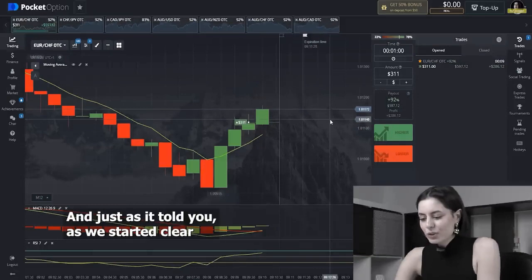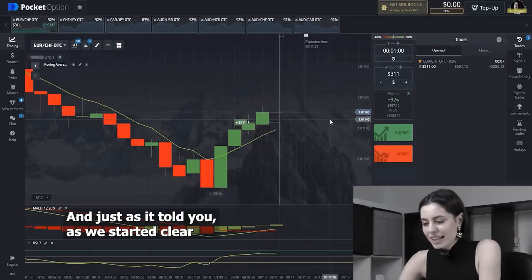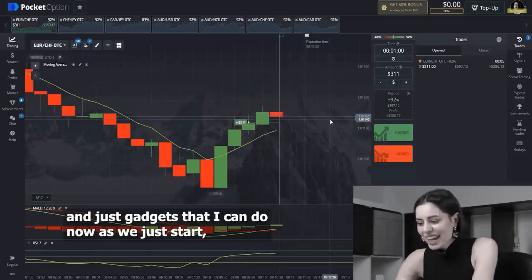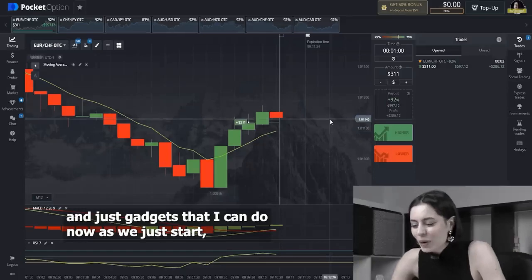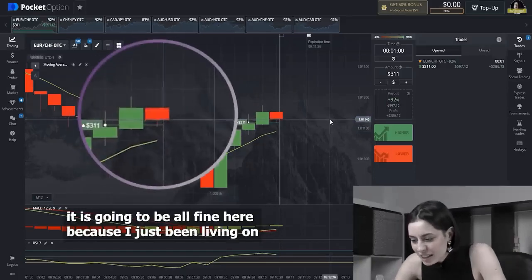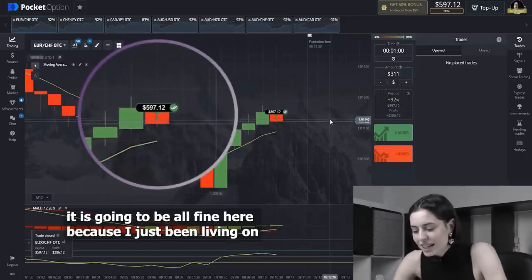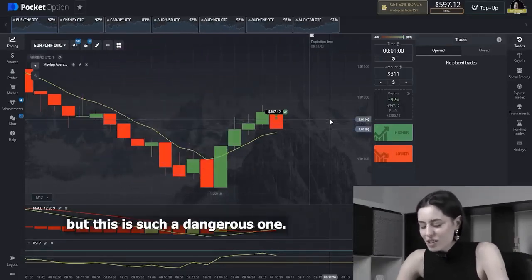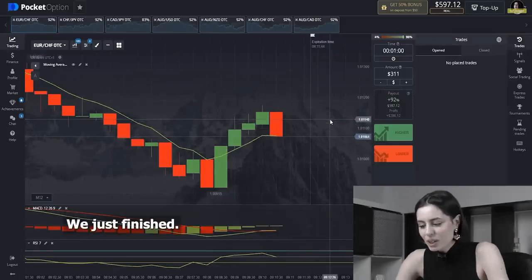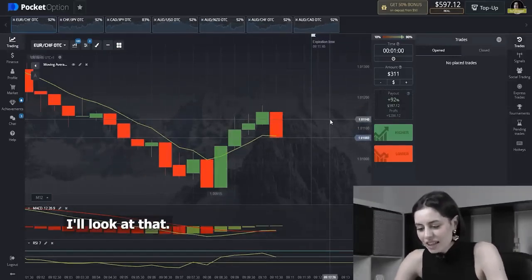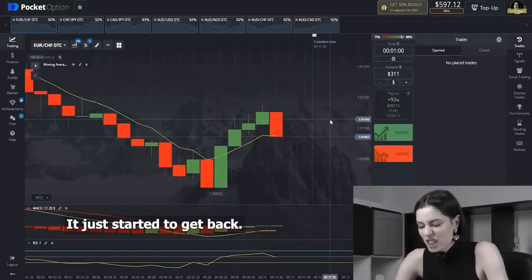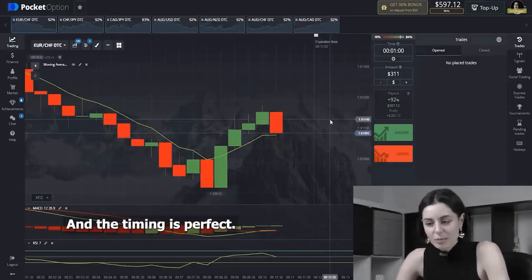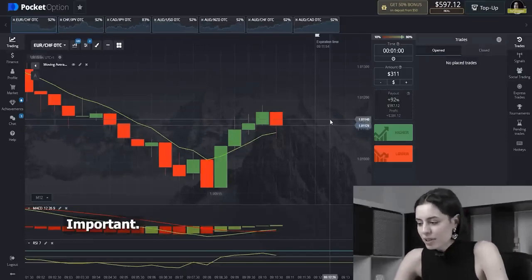And just as I told you, we started clear and caught that orange candle. Now, as we just started, it's gonna be all fine. Yeah, because I just believe in it. But this is such a dangerous handling. We just finished. Oh, look at that. Look at that MACD green line. It just started to get back. That happens, and the timing is perfectly important.